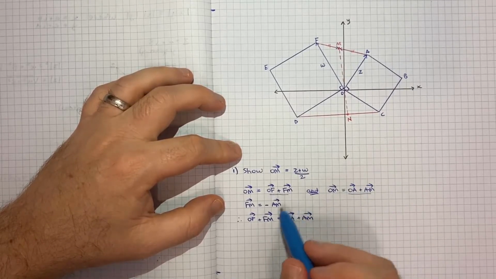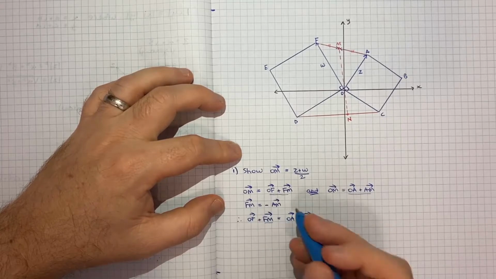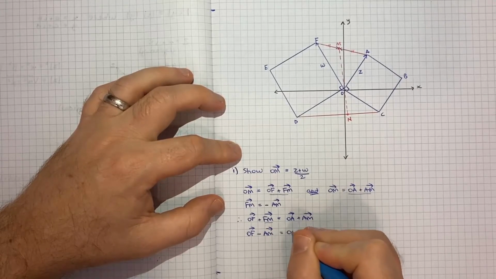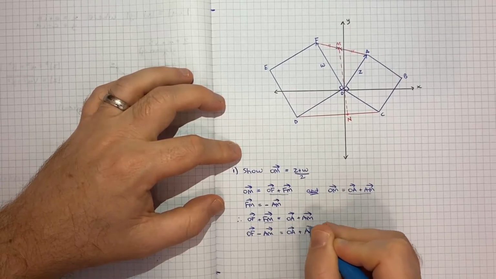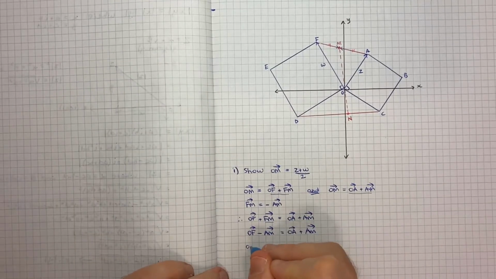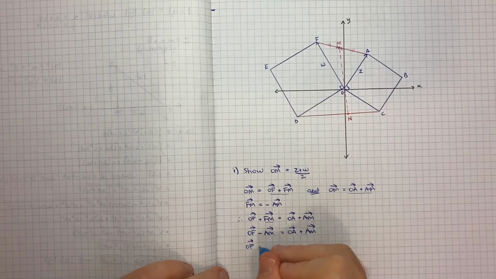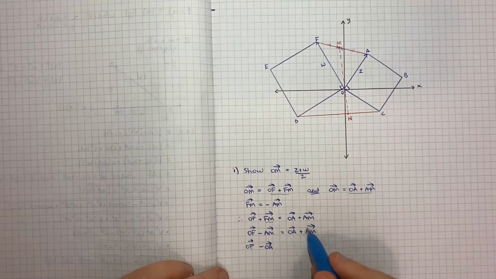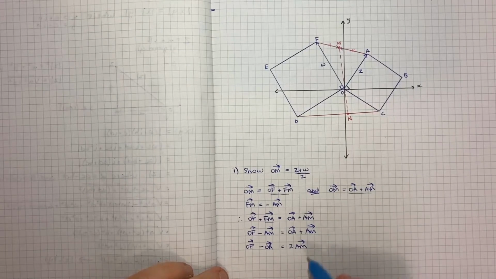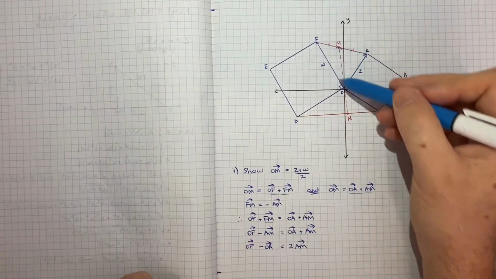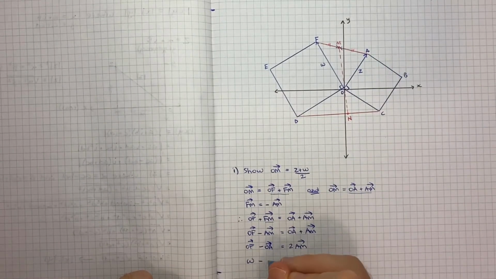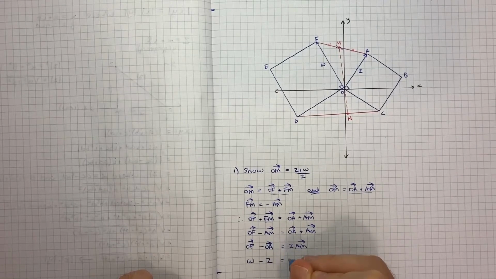We can then replace this FM with a minus AM since they're equal. So OF minus AM is equal to OA plus AM. Then doing some rearranging, we get OF, and I'll bring over this OA, so minus OA, and I bring over the AM, equals 2 vector AM. Since the vector OF is W, I can replace that with W, and the vector OA is Z, so I can replace that with Z, and that is equal to 2 of the vector AM.